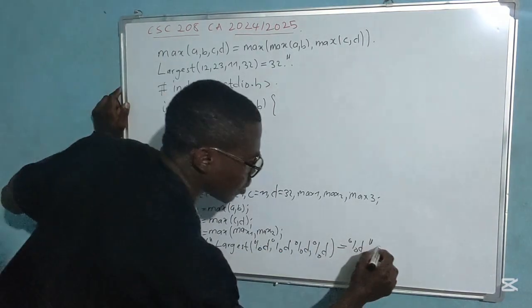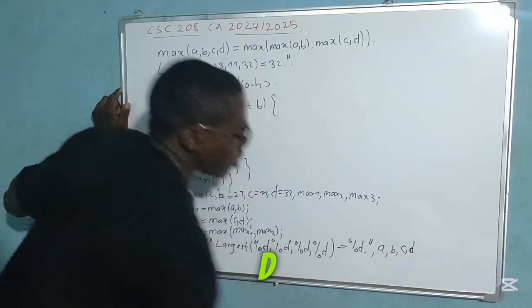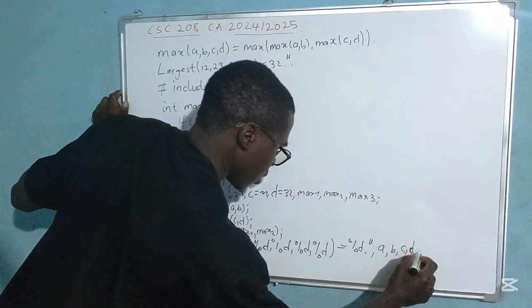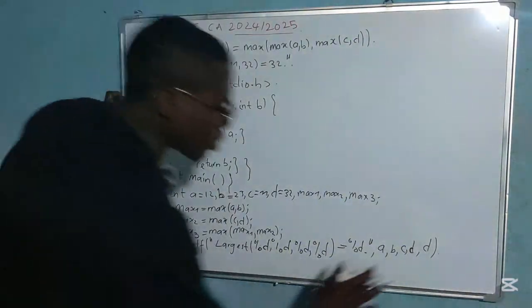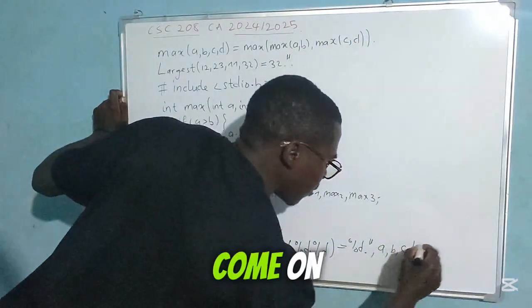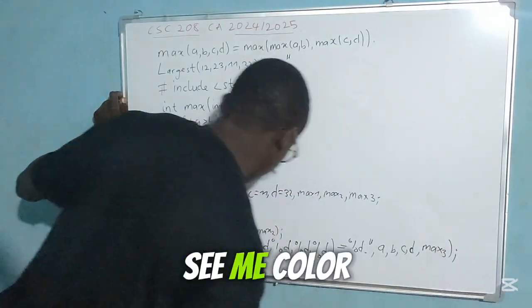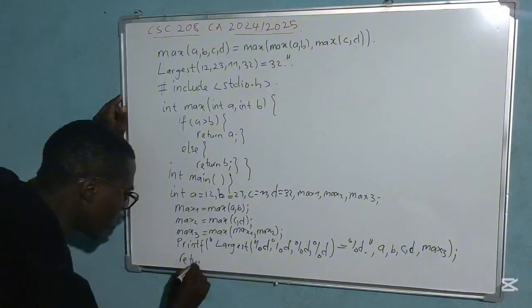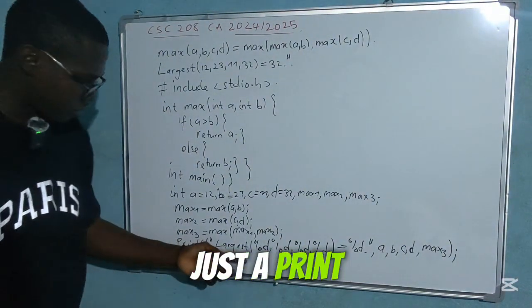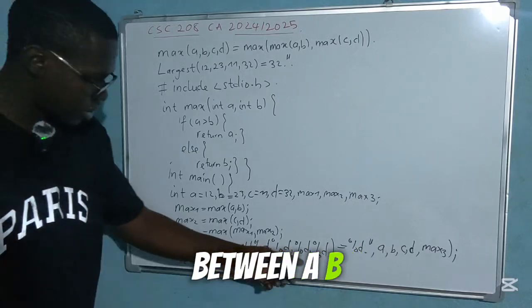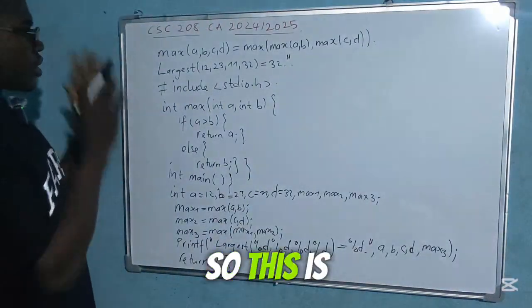Comma A, B, C, D, comma max 3 semicolon, return 0. Okay, so this is just a print function. It's going to print the largest between A, B, C, D equals max 3. So this is the code.